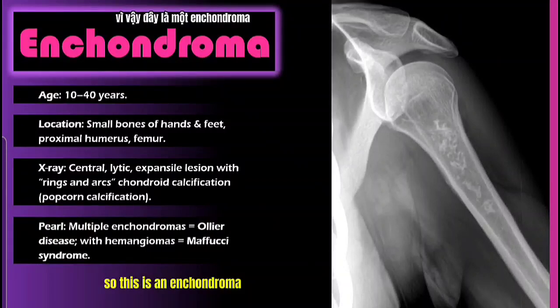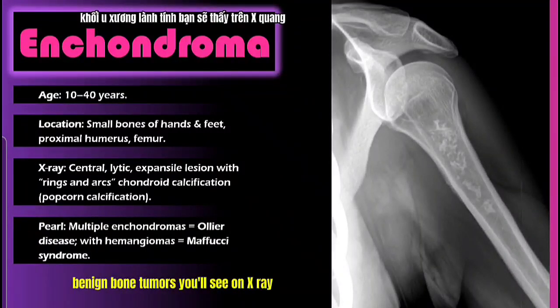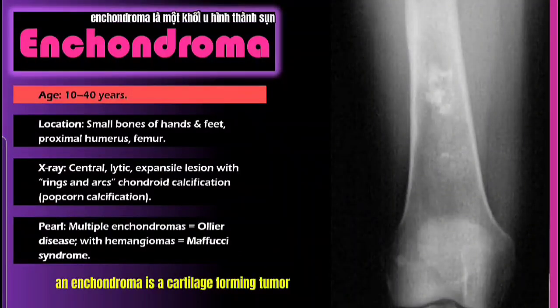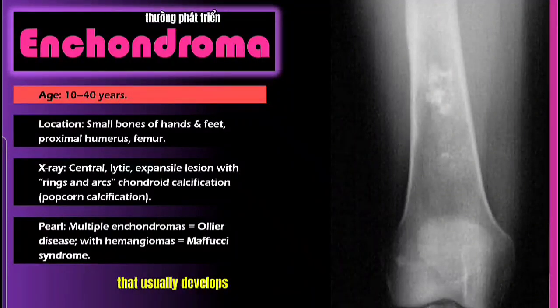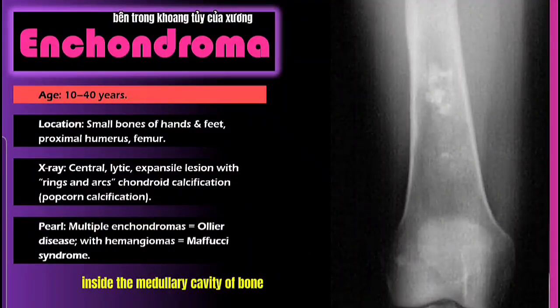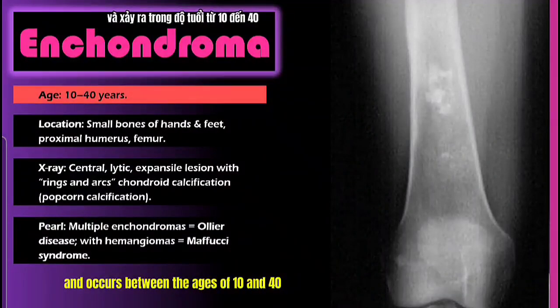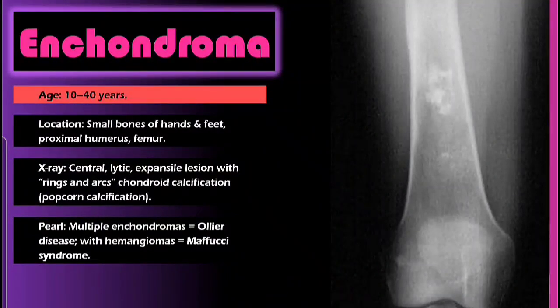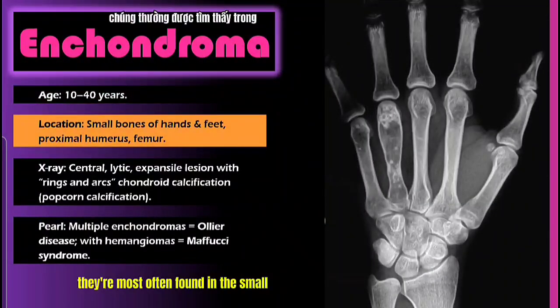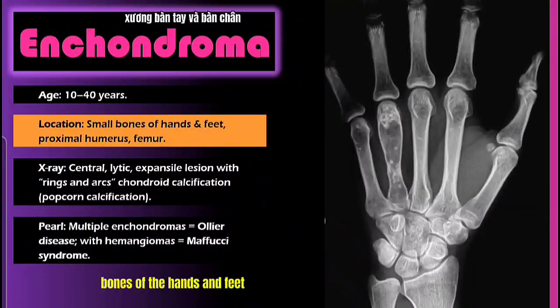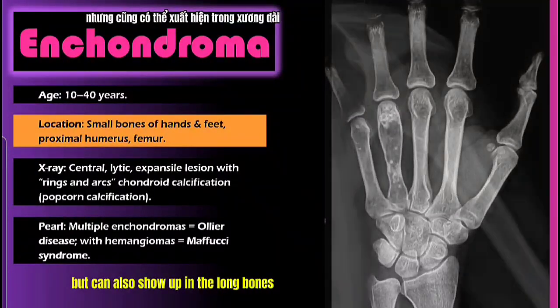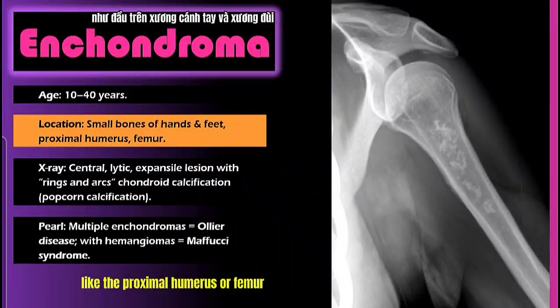So this is an enchondroma, one of the most common benign bone tumors you'll see on X-ray. An enchondroma is a cartilage-forming tumor that usually develops inside the medullary cavity of bone and occurs between the ages of 10 and 40. They're most often found in the small bones of the hands and feet, but can also show up in the long bones like the proximal humerus or femur.